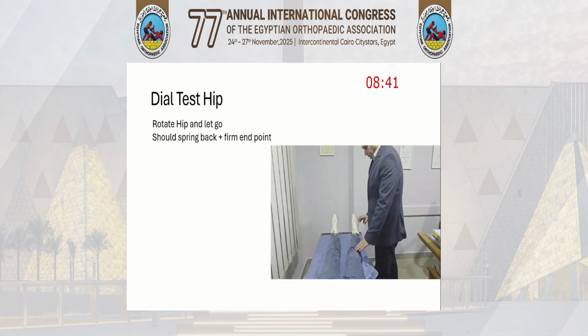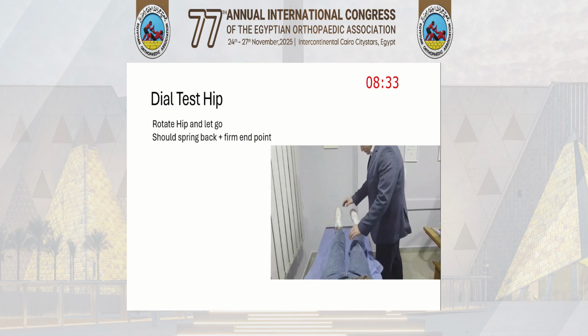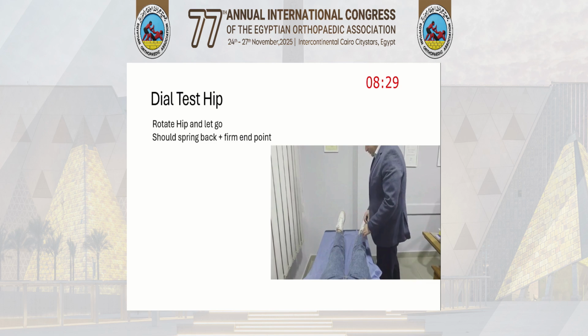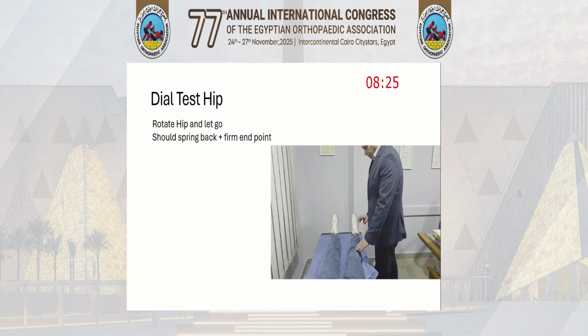Another important test is called the dial test. Let's look at the dial test together and let's see what's happening here. So you're pushing the hip in internal rotation. It should spring backwards to neutral. You can see how that right side did not spring backwards and the left side sprung backwards to a neutral position.